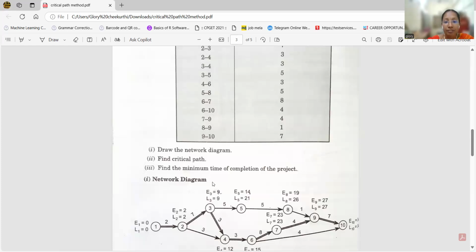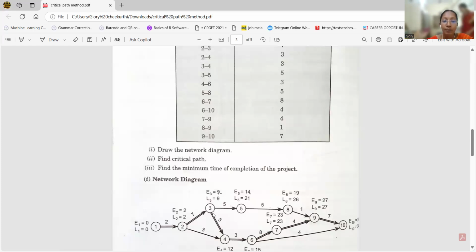Next, 5 to 8: the 5th activity produces the 8th activity. 6 to 7: the 6th activity produces the 7th activity. 6 to 10: the 6th activity produces the 10th activity. The 7th activity produces the 9th activity. 8 to 9: the 8th activity produces the 9th activity. Then the 9th activity produces the 10th activity. 10 is the tail node, which is completed by using the 6th activity and the 9th activity. The arrow marks represent the activities.